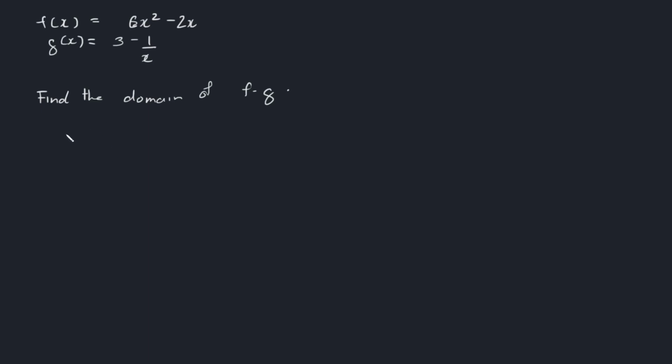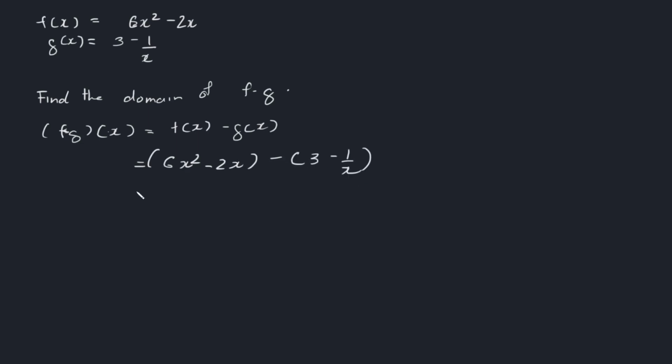So how do we go about doing this? First, we know f minus g of x is equal to f of x minus g of x. And now we can substitute those functions in. 6x squared minus 2x, bracket, minus 3 minus 1 over x. And if we simplify this down, we get 6x squared minus 2x minus 3 plus 1 over x. And so let's find the domain.